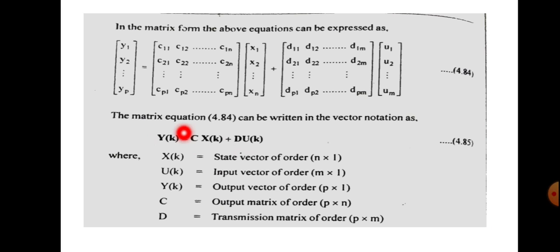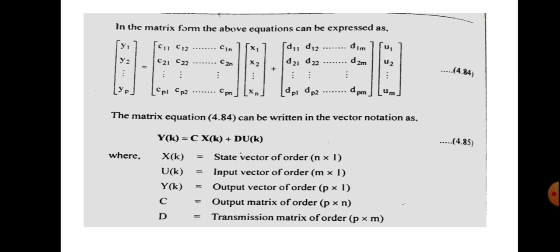So here this one is the output equation. In this, x of k is the state vector of order n by 1, u of k is the input vector of order m by 1, y of k is the output vector of order p by 1, C is the output matrix of order p by n, and D is the transmission matrix of order p by m. So this is the state space representation for the discrete time system.